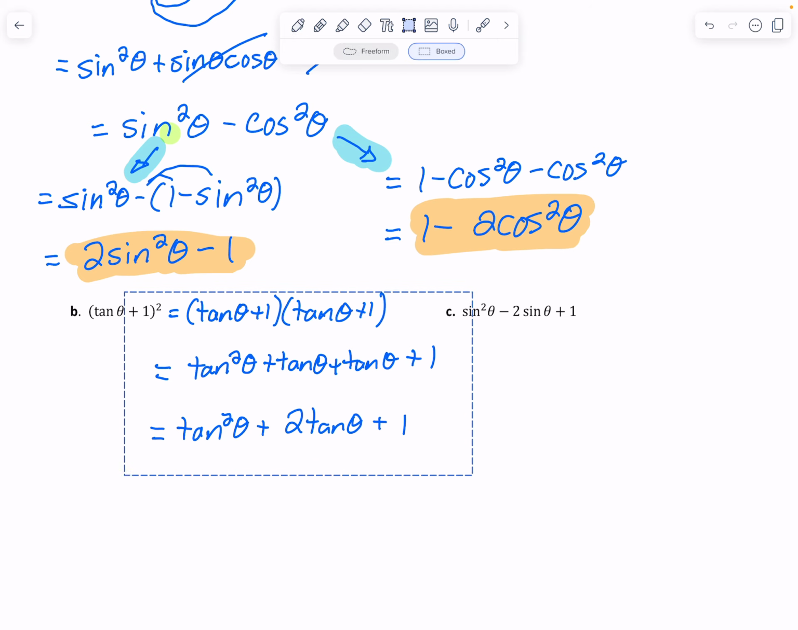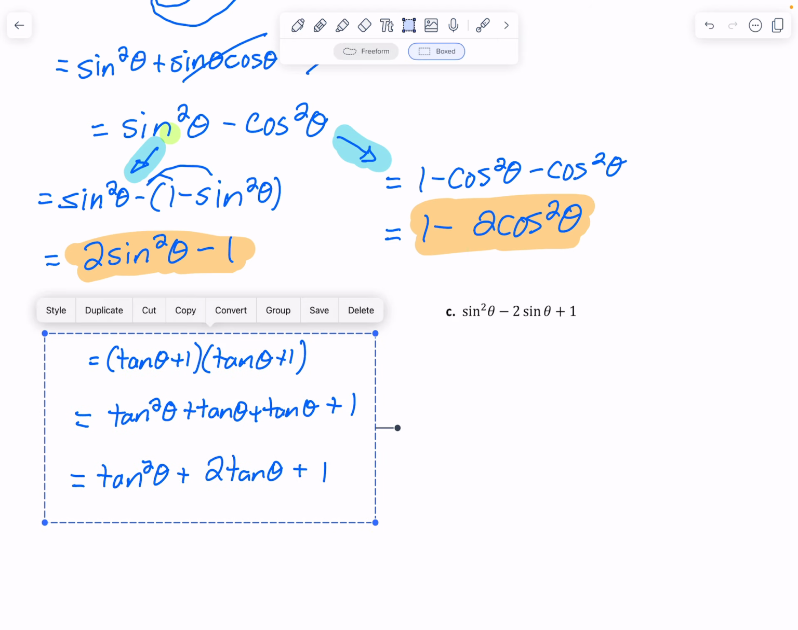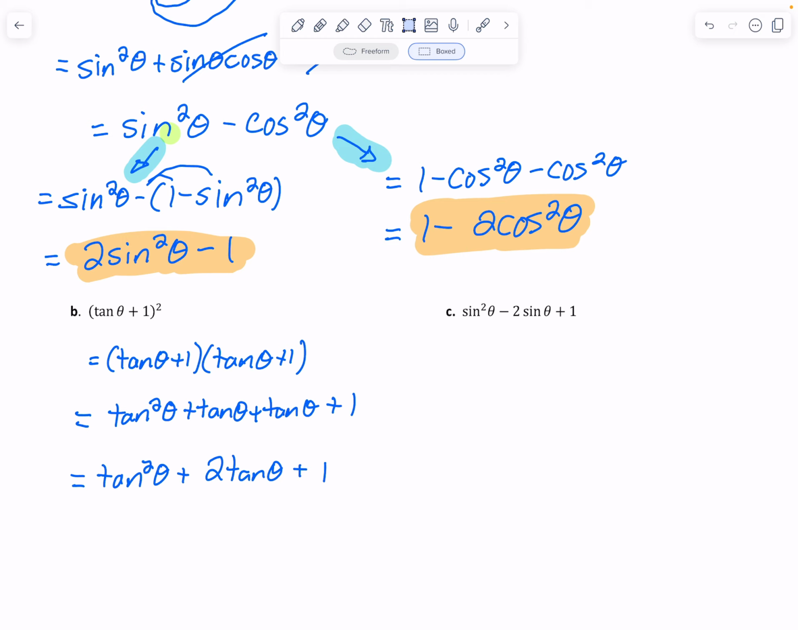I'm going to move these over because I want the space there for problem C. So that's multiplying that out. Make sure you're not making the big mistake that happens there, where people just square both tangent and 1 and call it tangent squared plus 1 and call it good. That's not how that works.